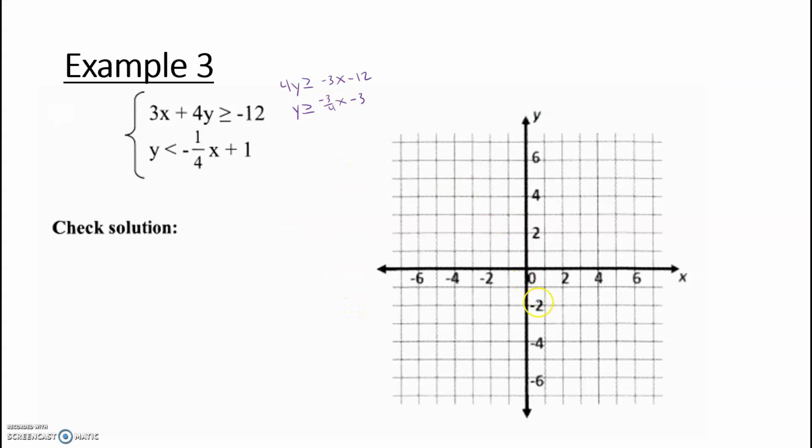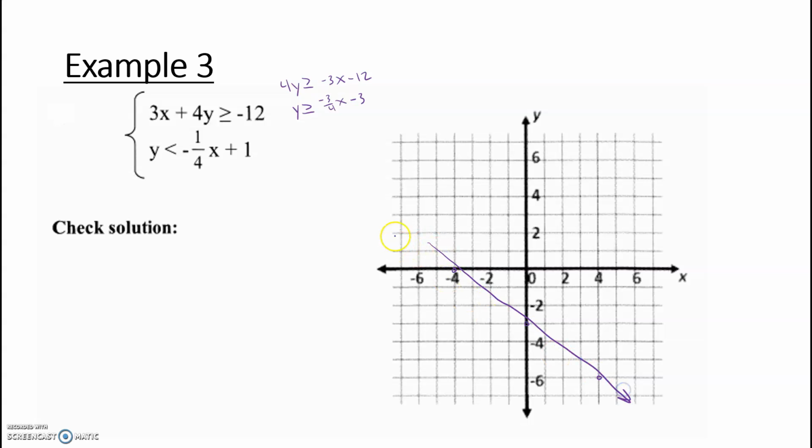So let's graph the first one. We have negative 3 and then negative 3/4. So down 1, 2, 3 over 1, 2, 3, 4. Or you could have gone up and left. Either way, it'll be negative. Up 1, 2, 3 is positive. Left 1, 2, 3, 4 would be negative. Positive, negative makes negative. Equal sign means solid.